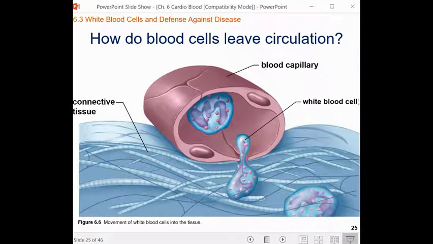So if you look, these white blood cells can actually leave the circulation. You can see where we've had the triggered reaction, and those little tiny spaces between the individual cells and the capillary, they are oozing themselves through.